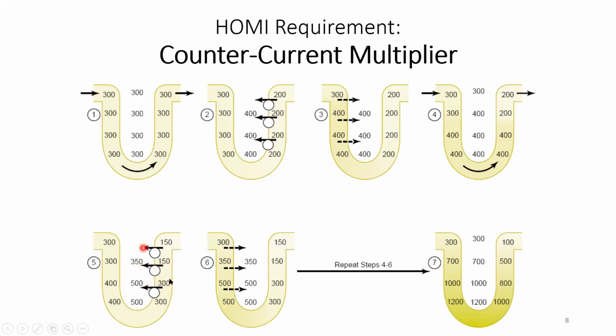Now just to complete the cycle once again, so that the concept is solidified, this 500 here will then attract water out of the descending thin limb.